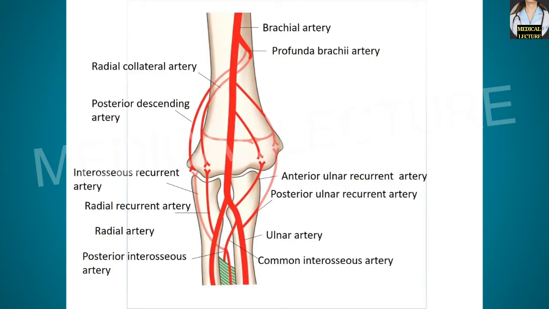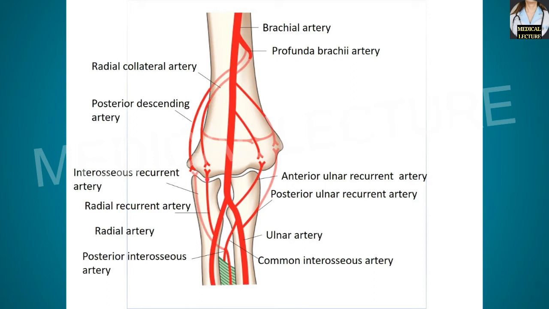As you can see over here, this is the elbow joint. This is the lateral part and this is the medial part. In front of the lateral epicondyle of the humerus, there is anastomosis between the anterior descending branch of the profunda brachii artery and the radial recurrent artery.